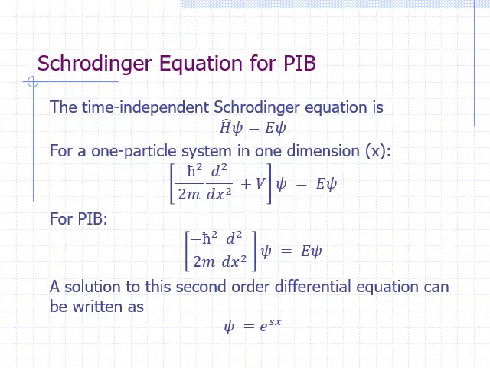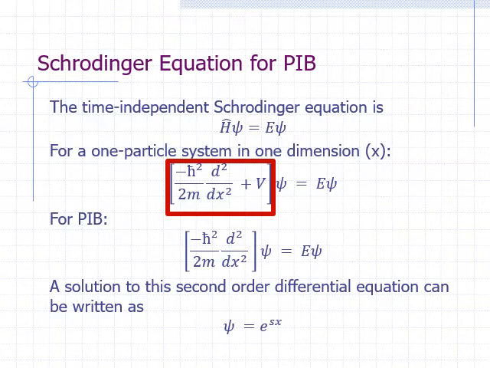Let's solve the time-independent Schrodinger equation for the particle in a one-dimensional box problem. The equation is H hat psi equals E times psi, where H hat is the Hamiltonian operator and E is the energy. Solving this equation means finding the set of functions psi that will satisfy the equation. For a one-particle system confined to move in just the x-axis, the Hamiltonian operator is the kinetic energy operator, which takes the second derivative with respect to x, then multiplies by negative h bar squared over twice the mass, plus the potential energy operator V.